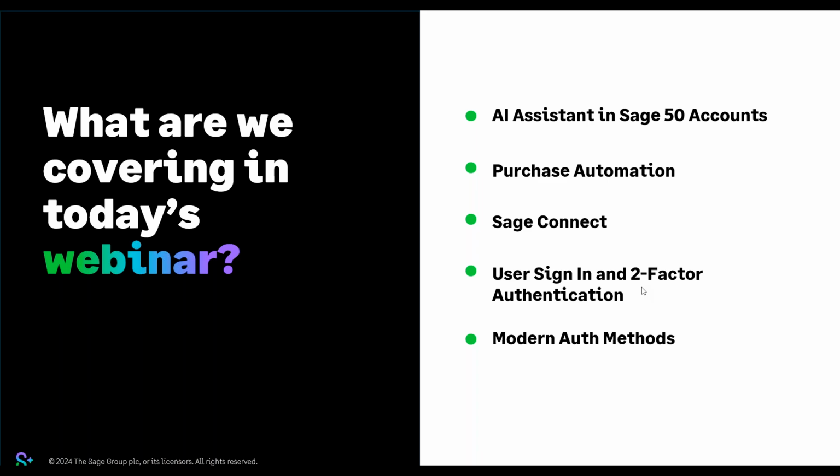So in this session today, we'll start off with the AI Assistant in Sage 50, launching Sage Copilot. Then we're going to cover purchase automation, followed by Sage Connect. Additionally, we're going to be enhancing the security and safety of customer data with the introduction of two-factor authentication. Many of you have already attended one of our webinars on two-factor authentication, so we are only going to touch on this lightly today.